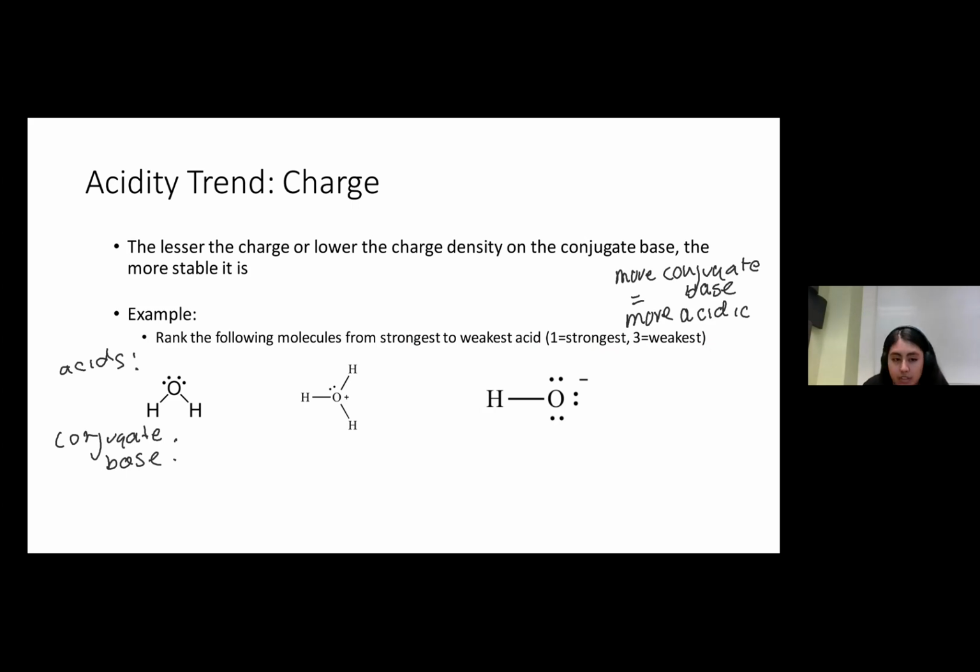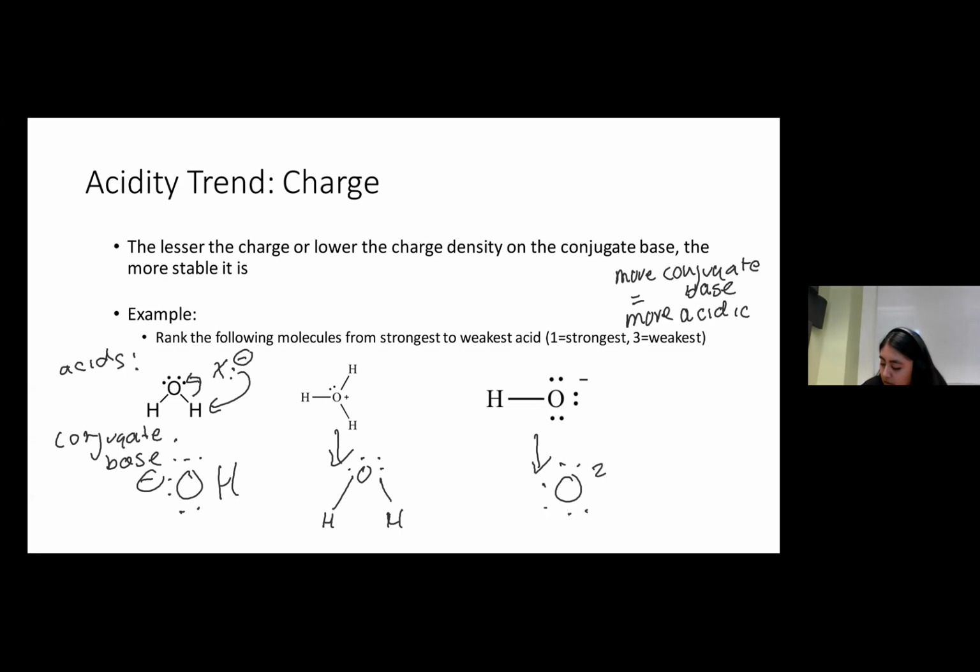So we're going to draw the conjugate base of this water. Essentially, the conjugate base is just whenever a base comes in and takes a proton. The electrons go here, so now you have OH. Let's do the same for this one, which is just H2O. This becomes O2 minus. There you go. You're essentially removing an H, and the electrons from the bond go to the oxygen. So that's how I got to these.